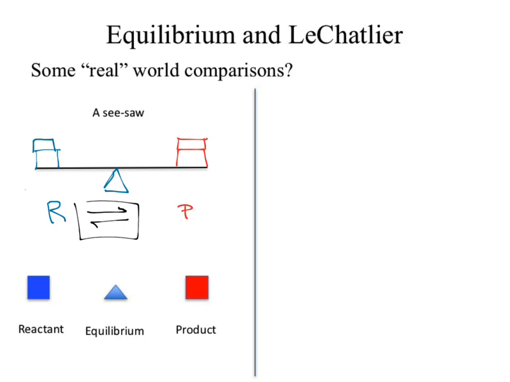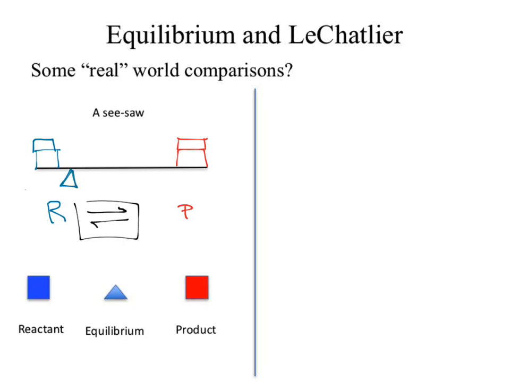So what would I change about this to get as much product as possible? I could move the fulcrum. Where would I move it? Closer to the product side, or closer to the reactants? Let's move it to the left.